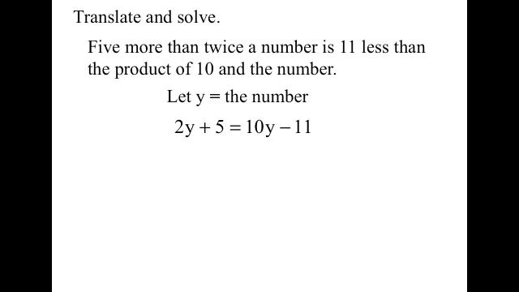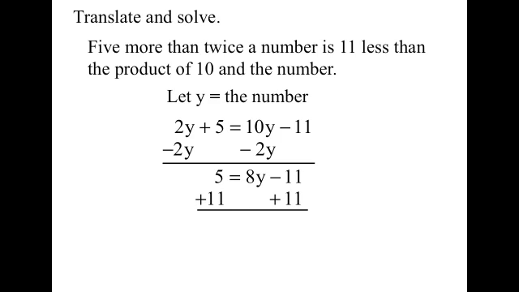Oh yeah, terms have to crisscross around the subtraction sign. All right, get your variables isolated to one side, so I'm going to subtract 2y. I'm left with 5 equals 8y minus 11. Add 11 to both sides, get your constants on one side. 16 equals 8y. Divide both sides by 8, and y is equal to 2.